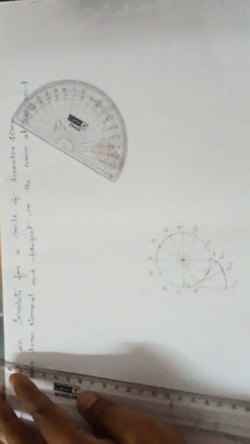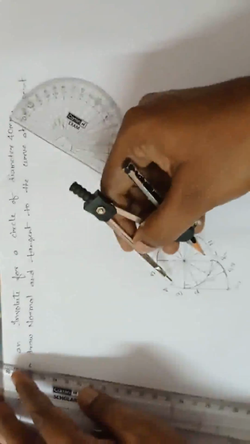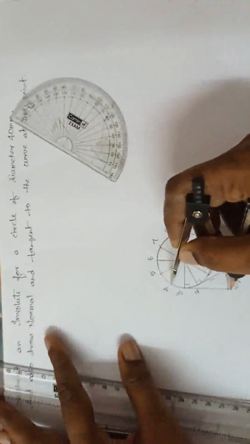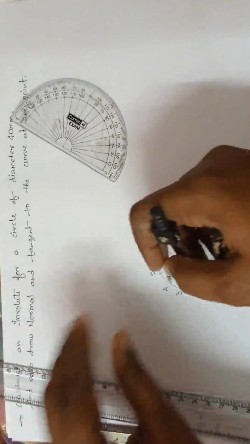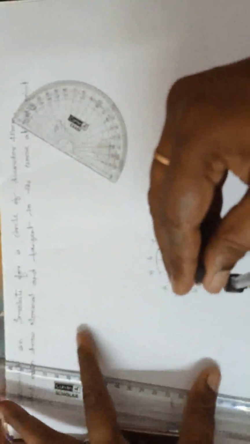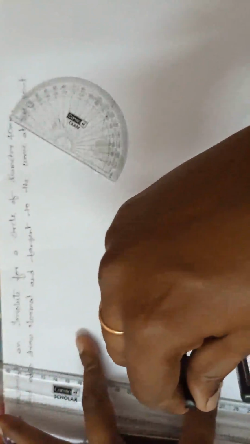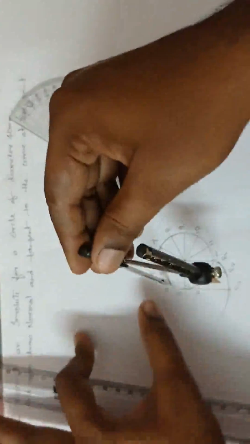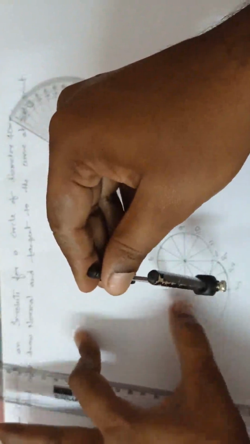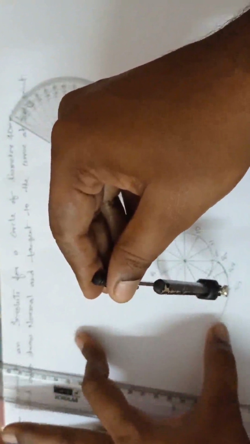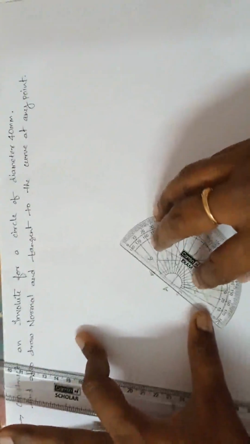See here, what to do? Take radius 4P3. Okay, 4P3. Draw a curve. It should be a very small curve, like this. I have to assume where this line comes up to. Then what to do? Use the protractor here. Best thing.